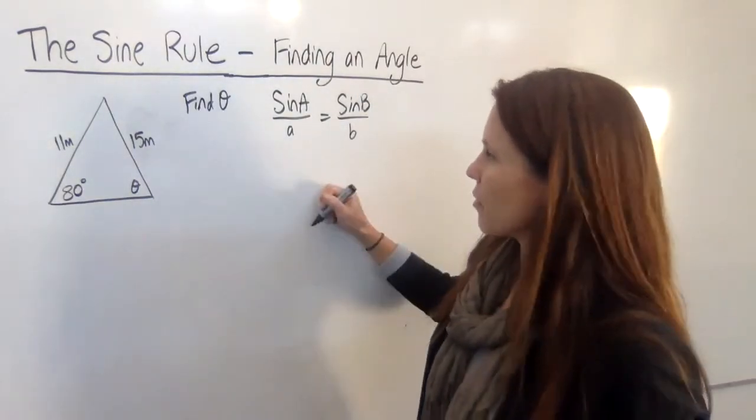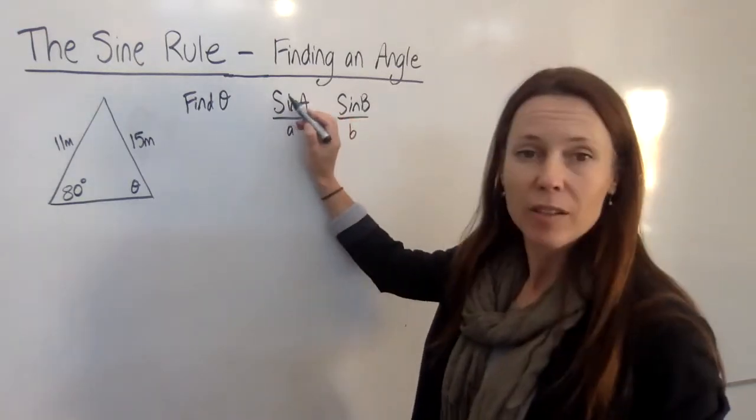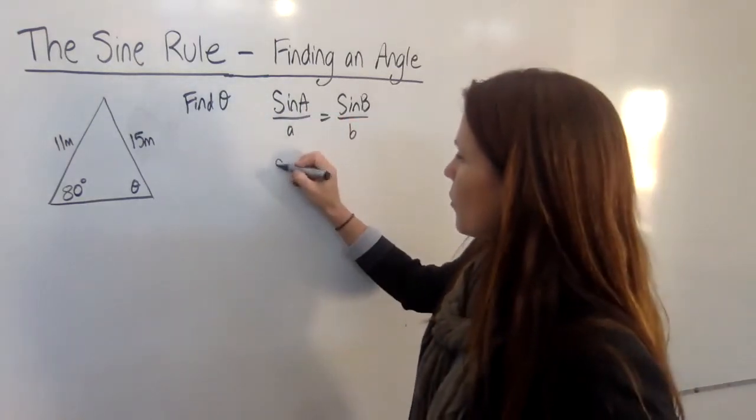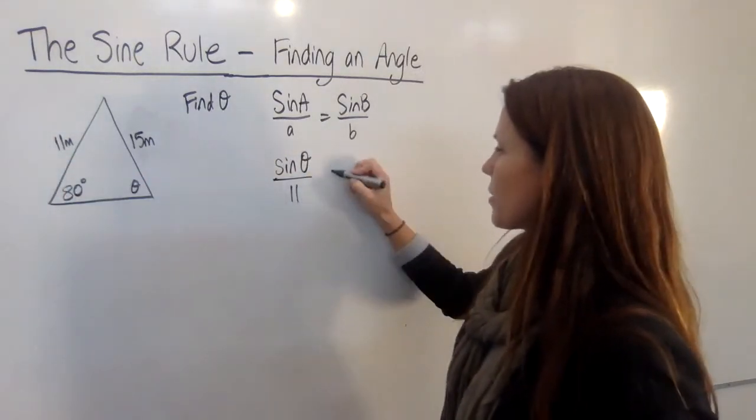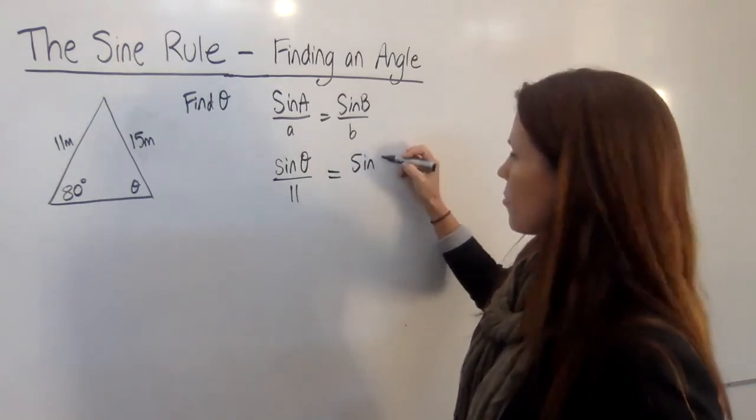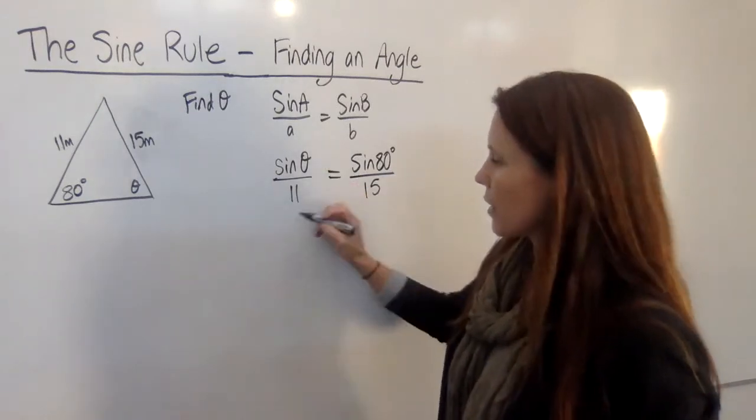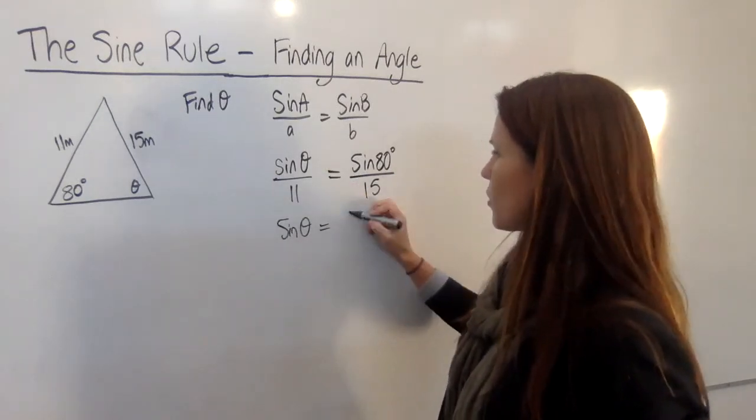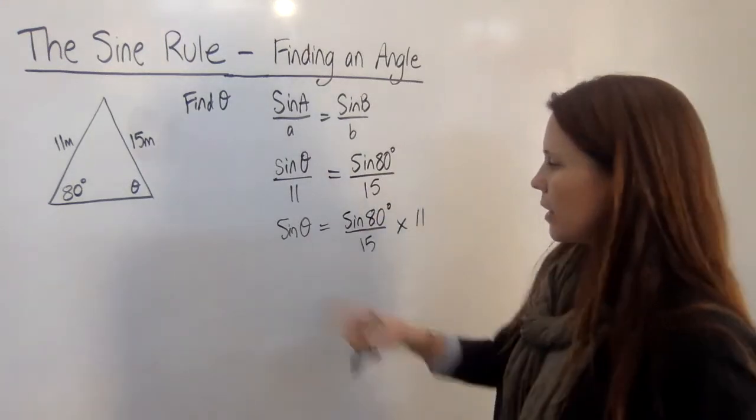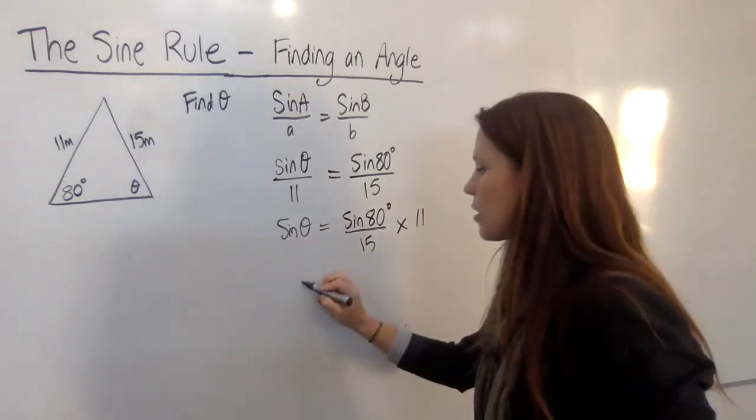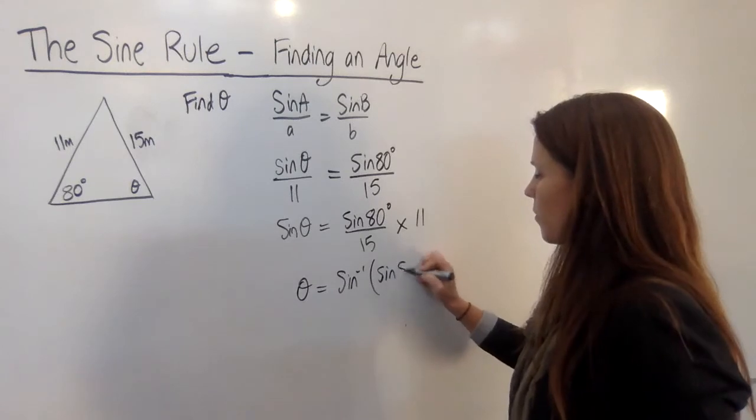Here I need to find theta again, so I've written my version of the sine rule using the sine of an angle as the first thing that I write down. Now, what I'm looking for is sine theta, so I write that first, and I put it over its opposite side, and then I say that's equal to sine of 80 degrees over its opposite side. Now to get sine theta on its own, I multiply both sides by 11. Now, if I know the sine of theta, to find theta itself, I need to find the inverse sine of both sides. So I write that out.